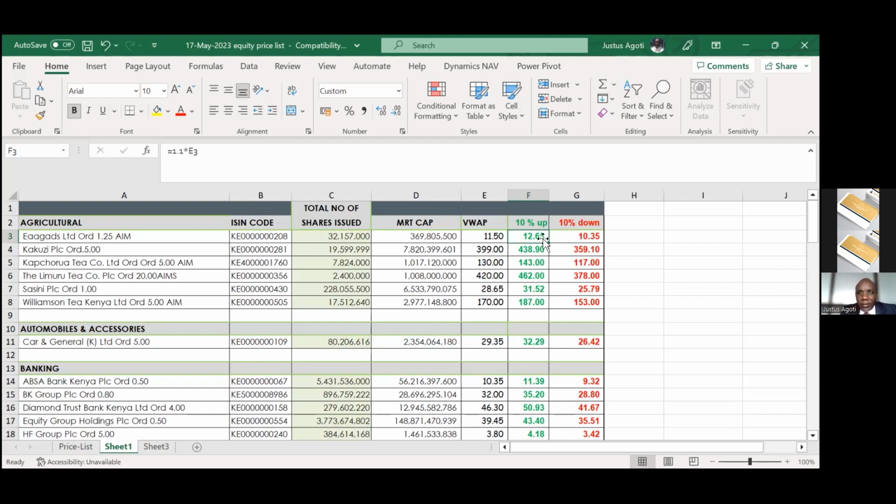And you can see that this went up by 12, this 438.